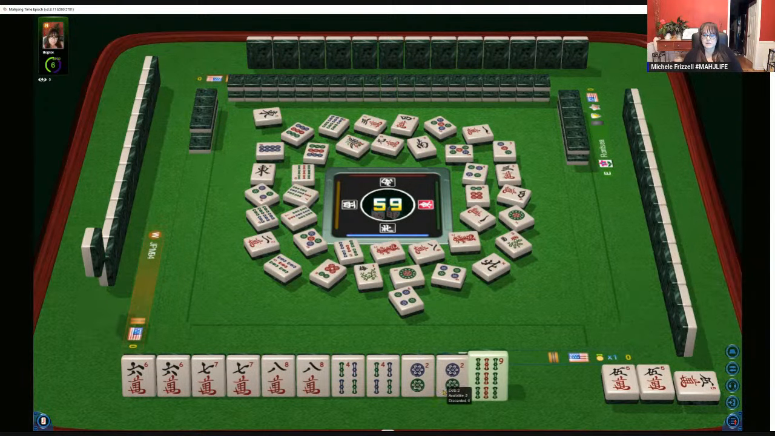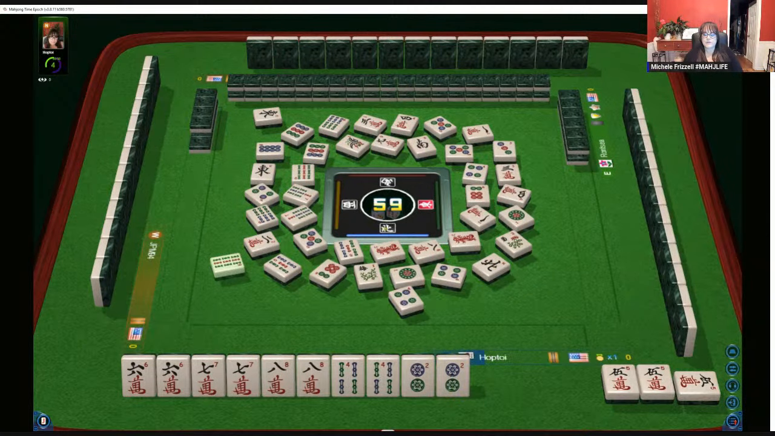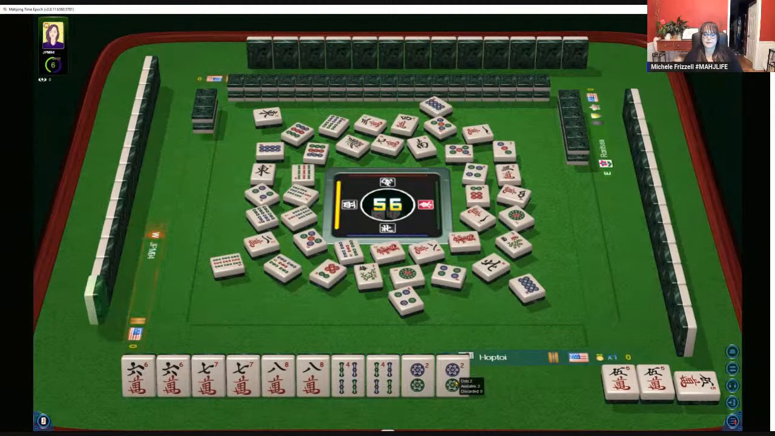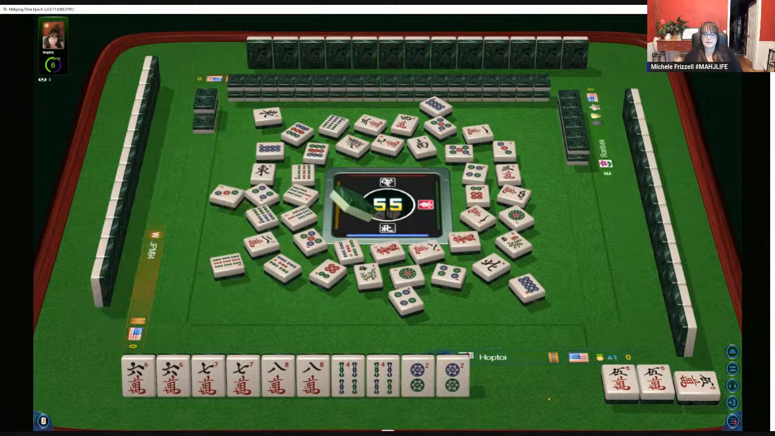Okay. Let's just see. We're at nine tiles. Bamboos. So let's discard the two dot next. Since that's a year tile, no white dragons are out yet. Eight dots. So let's throw the two dot and see what happens. Three dots.